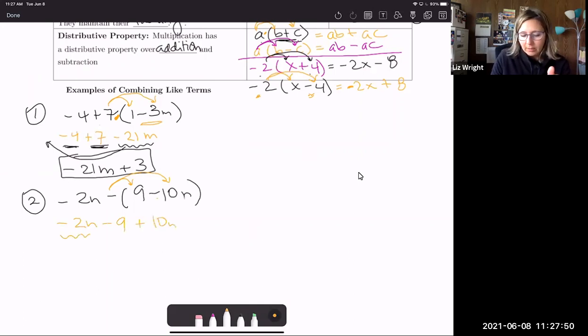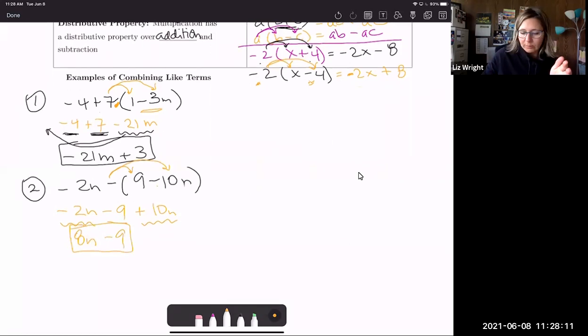And then we're going to combine our like terms, because you're thinking about how can I combine like terms and write my answer in alpha descending order. So I'm going to combine my n's first. -2 plus 10 is going to give me 8n. And then I've got the -9 by itself. And there's my answer. So I've got 3 more examples for us.